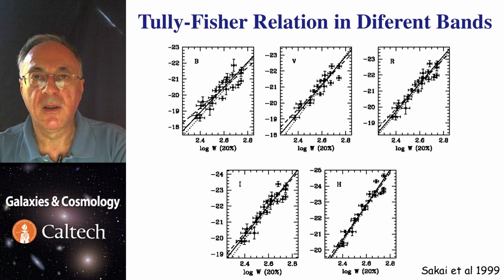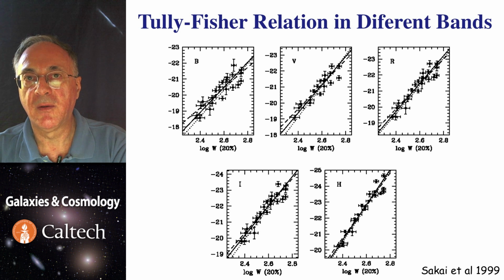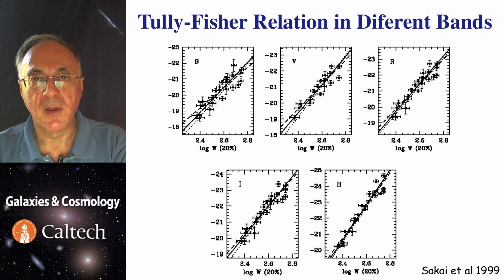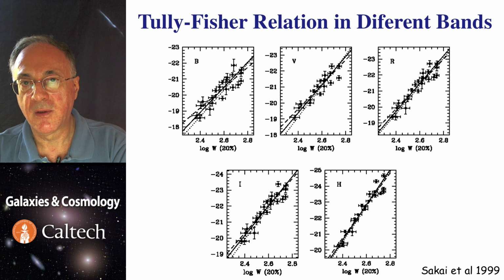This is what it looks like in 5 different filters: blue, visual, red, very near infrared and near infrared. And you can notice an interesting trend. The further red you go, the better correlation you see. The scatter is smaller. You can understand this because blue light is susceptible both to excesses from regions of young star formation, which are unusually bright, and to decreases due to galactic extinction. Blue light is more sensitive to the galactic dust, whereas in infrared, you bypass much of these 2 problems. So you can think of the infrared Tully-Fisher relation as being more indicative of the intrinsic one.